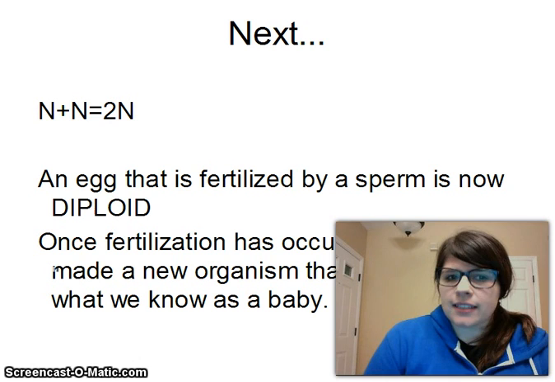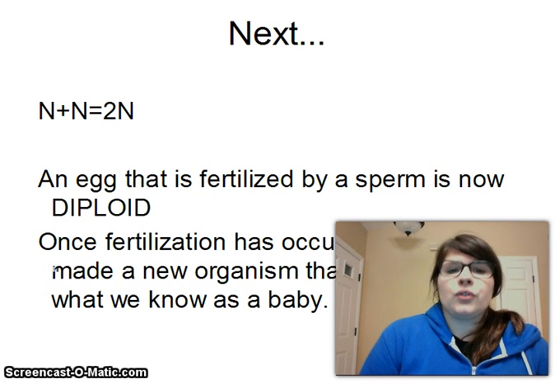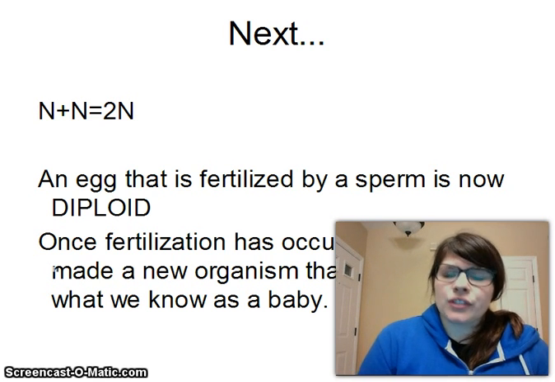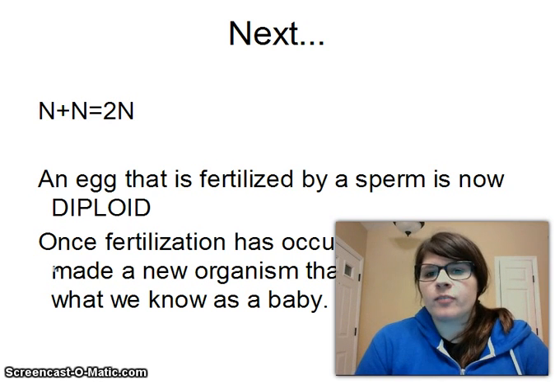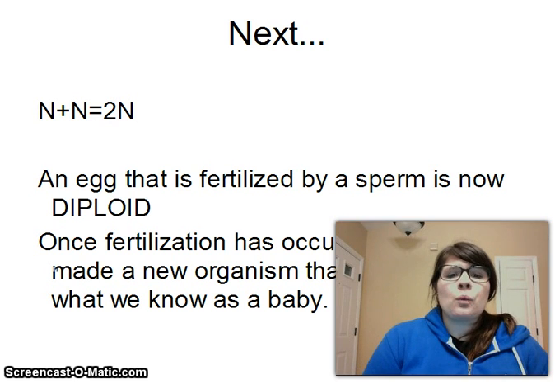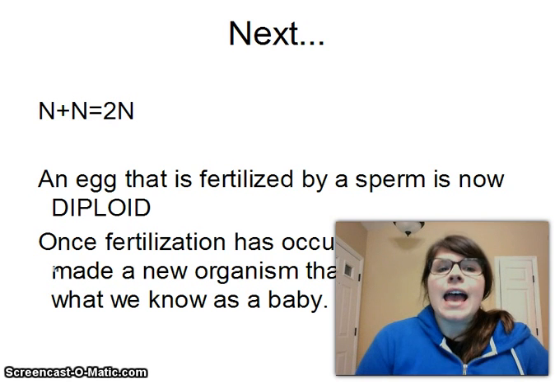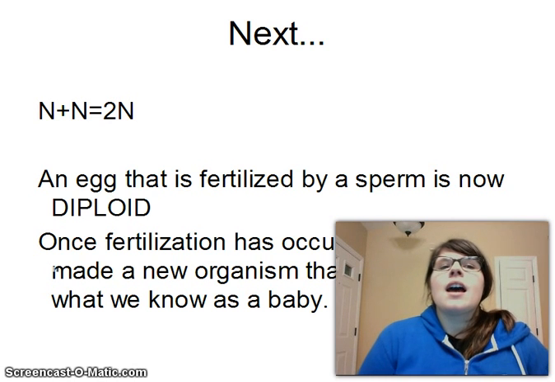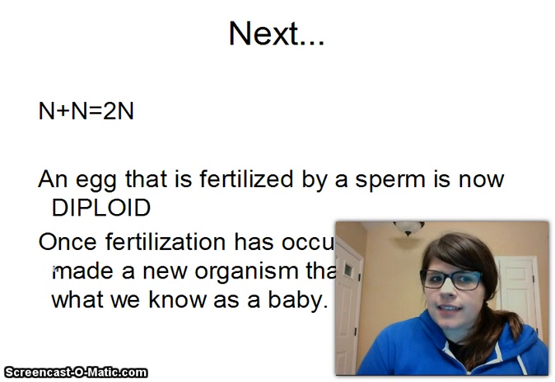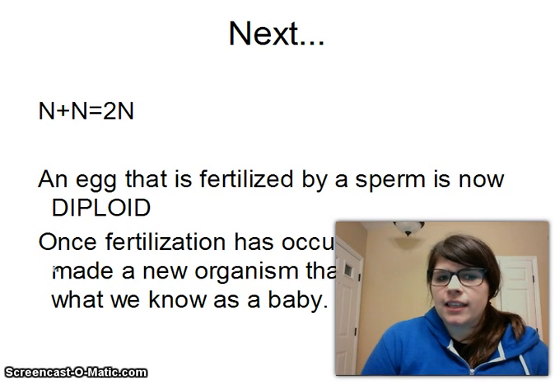Now, only a sperm can fertilize an egg. So you need a sperm and an egg to create a zygote, which is the new cell. That's the 2n cell. An egg that is fertilized by a sperm is diploid. So you have all of those chromosomes. You have half of them from your mom, from the egg, and half of them from your dad, the sperm. Okay. So once fertilization has occurred, we have made a new organism that will grow into what we know as a baby. And then that baby's going to go through mitosis in order to grow into a full adult. So meiosis is used to create our sex cells, which we use to create new organisms. And mitosis is used to duplicate those cells.